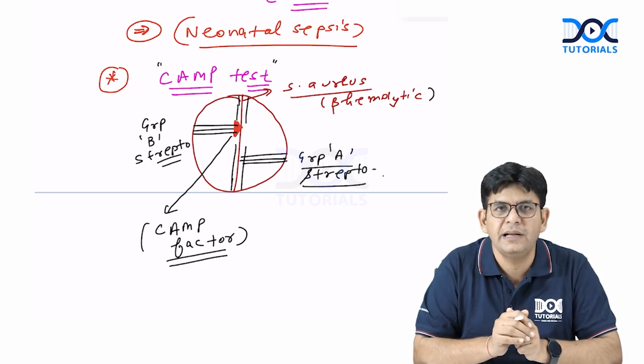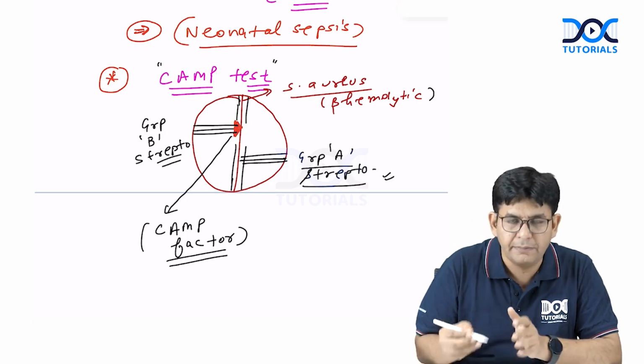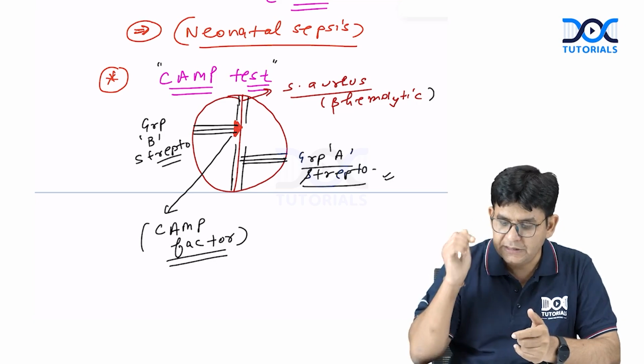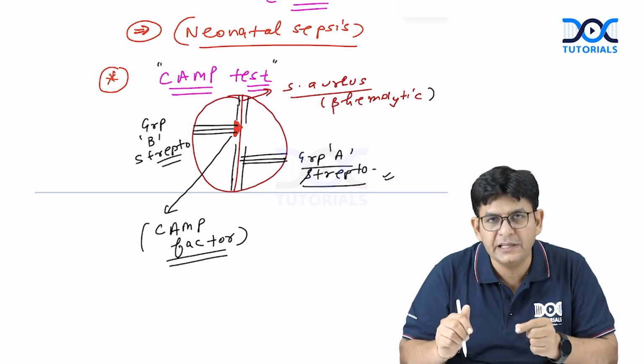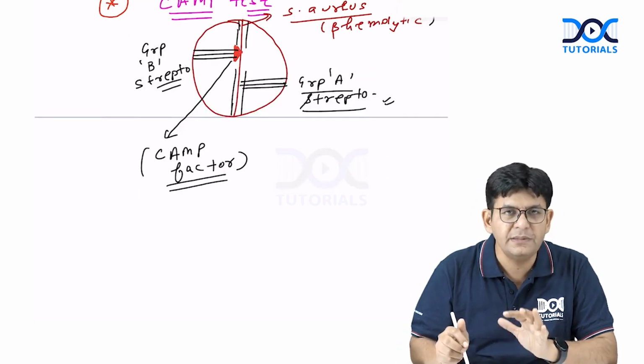So this is what is termed as CAMP test positive. And this is obviously CAMP test negative. So that enhancement of beta hemolysis does not happen in the case of group A strepto, that is Streptococcus pyogenes, but it does happen in the case of group B strepto. Is it fine? So this is what is termed as CAMP test.